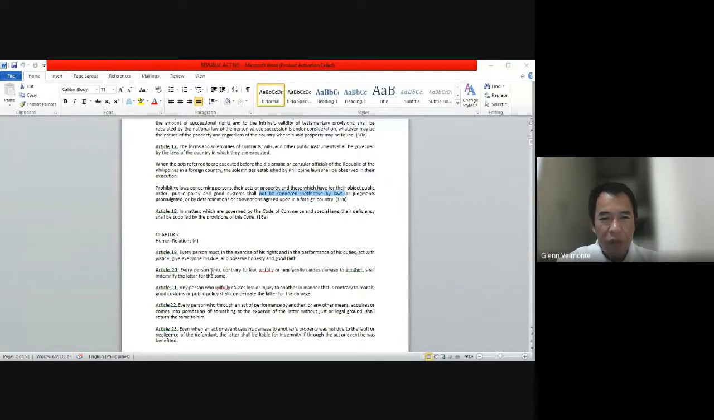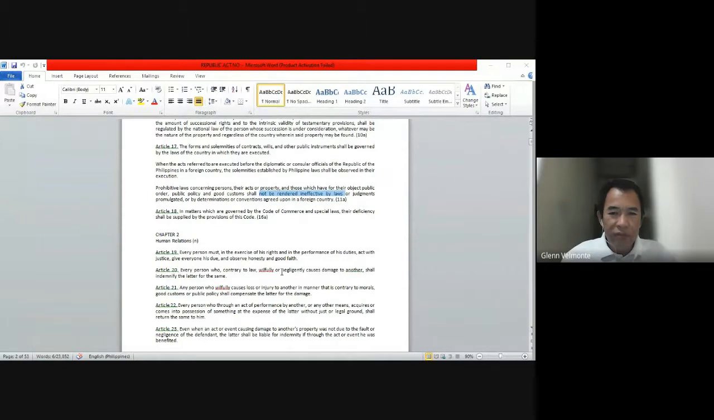So every person who, contrary to law, against the law, willfully, meaning he intended it, or without knowing it, that is called negligently, causes damage to another. You intend, that is willful. You intend to cause damage, or because of your negligence, you did not foresee what will happen. You lack foresight.